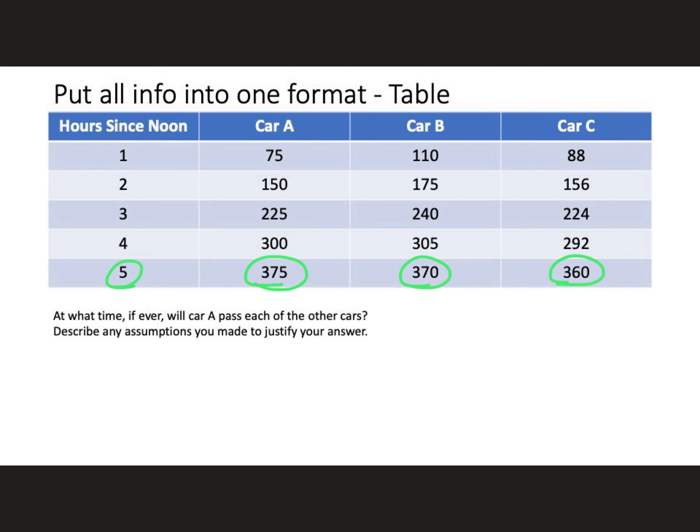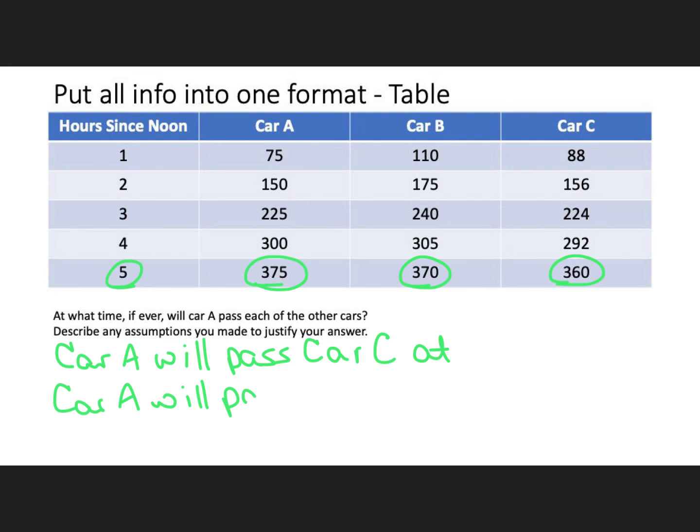So the first thing we're going to do is we're going to start by using a sentence starter. So I'll say car A will pass car C at, and then again, car A will pass car B at. Okay, so that's what we're doing first.